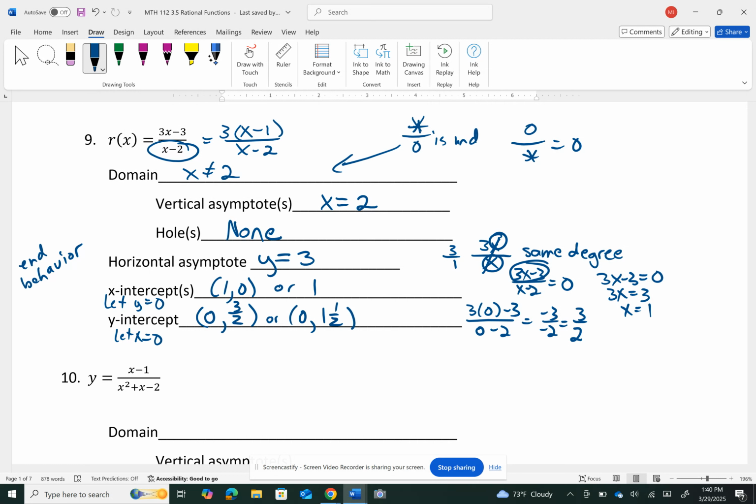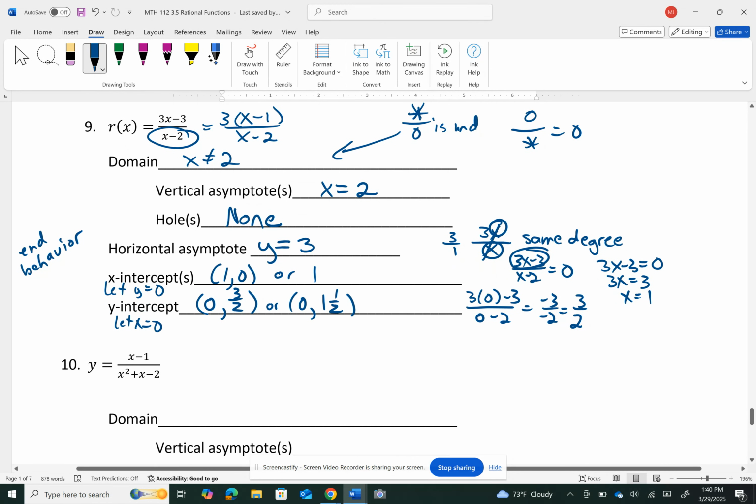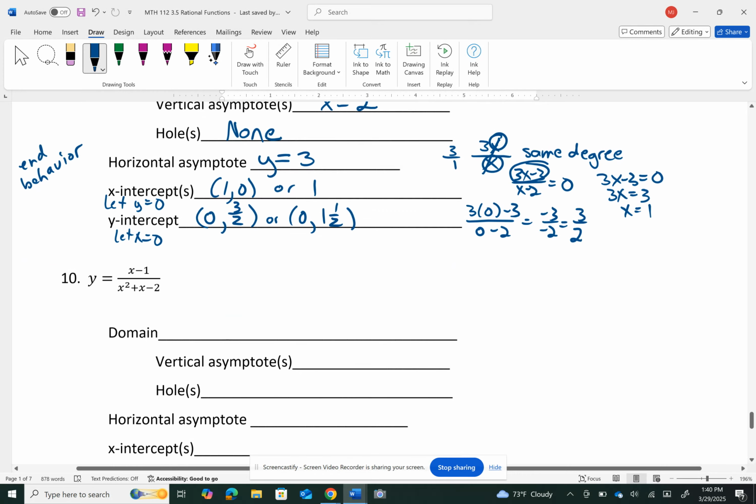Okay. So I'd like to run through that idea on all of these so you get used to doing this kind of quickly. You're only going to have a couple where you have to go on and sketch the graph. So I'd like to just focus on getting that part done. So let's look at number 10.